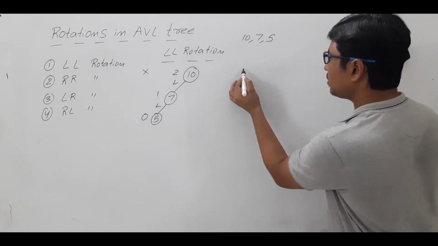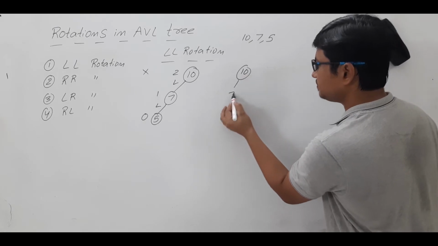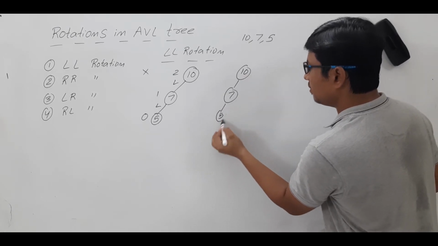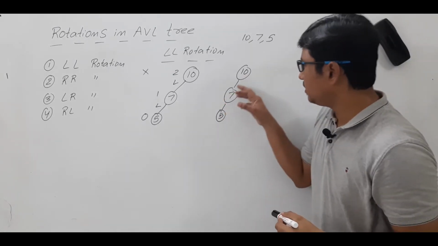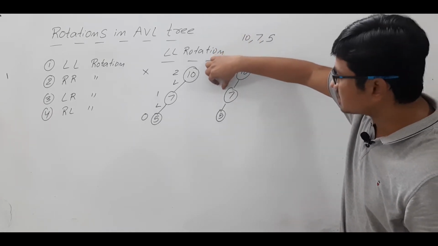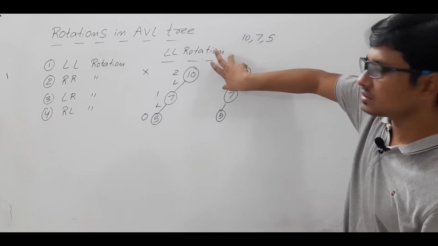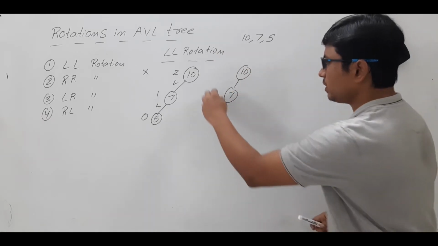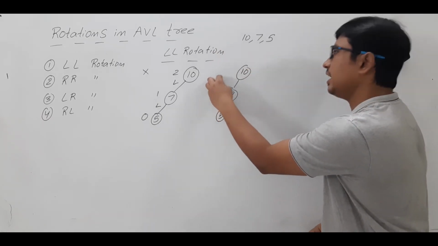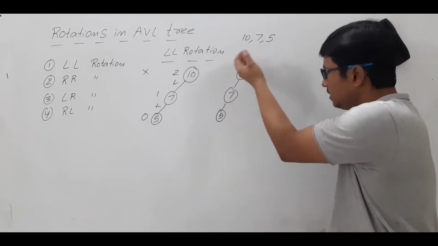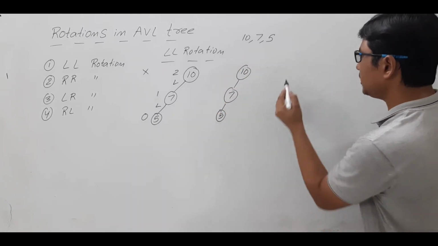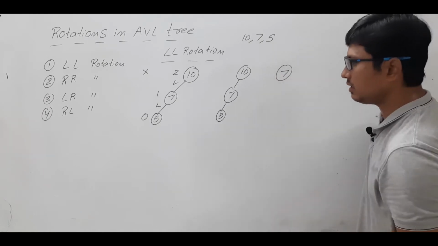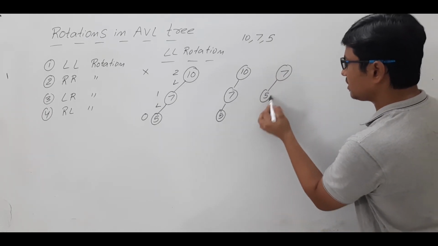Now how will I go for this LL rotation? Take the middle element. Okay, meaning this 7. Keep that 7 and rotate this one towards the right side. Okay, now if you hold it tightly and rotate this binary search tree to the right-hand side, then it will look like this: 7, 5, 10.